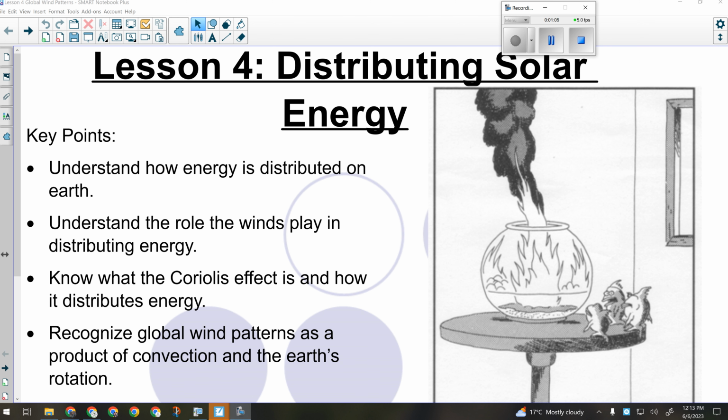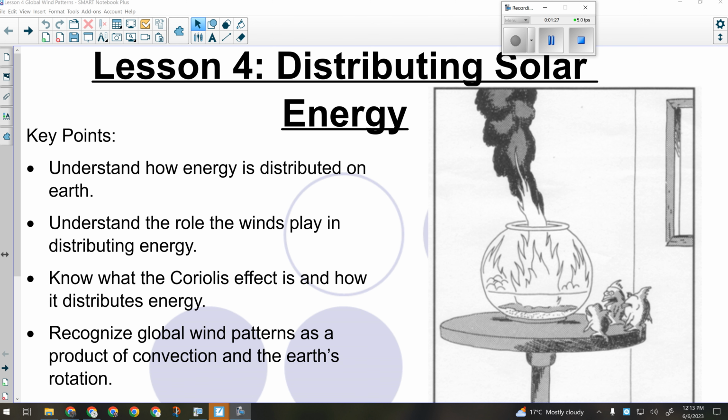Tomorrow, we're going to go over latent heat, and then Thursday, we'll probably look at maybe even biomes and things like that, and we should be able to get everything done with lots of time to review for the test, for our unit exam. So for today, we need to understand how energy is distributed on Earth.